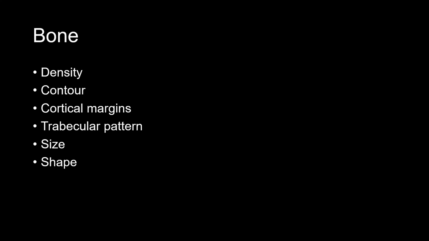Next, we look at bone. So with bone, we'll be looking at the density, contour, trabecular patterns, cortical margins, size and shape of the bone to determine if it's okay.